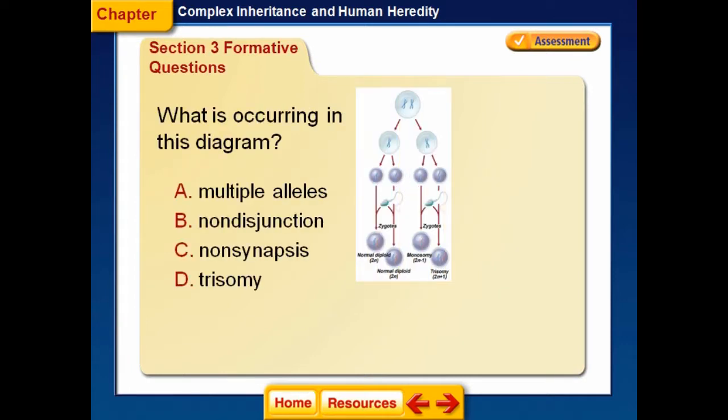What is occurring in this diagram? Is it multiple alleles, non-disjunction, non-synapsis, or trisomy? And the answer is B, non-disjunction.